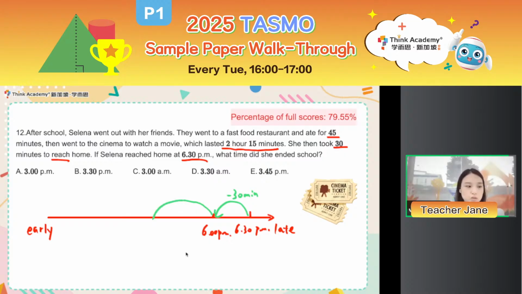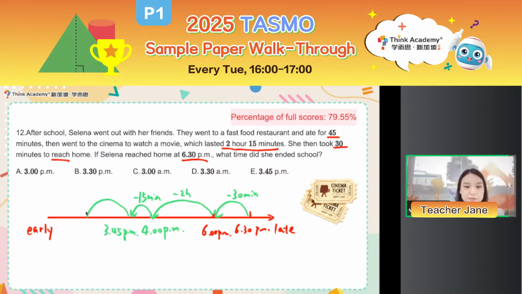Okay, so because 2 hours, 15 minutes is quite hard to calculate directly, you can firstly go 2 hours first. Before 2 hours, what time is it? 4 p.m., right? And then we can go another 15 minutes. What time is it? Yeah, that was 3:45 p.m. Okay, and then we can see they went to a fast food restaurant and ate for 45 minutes.